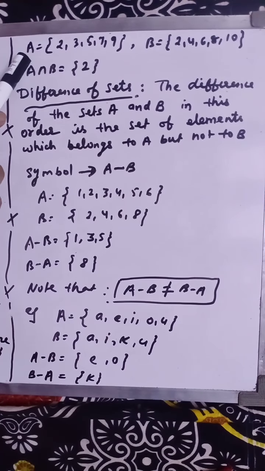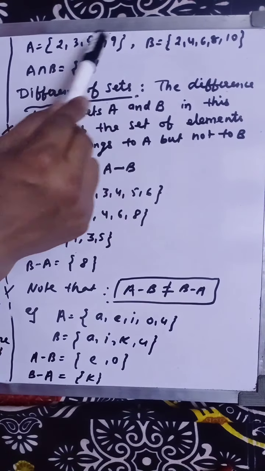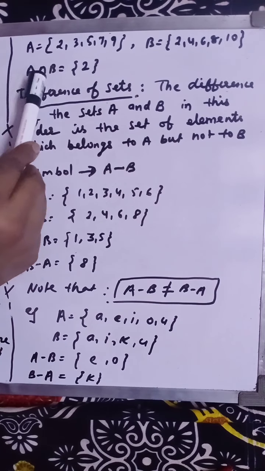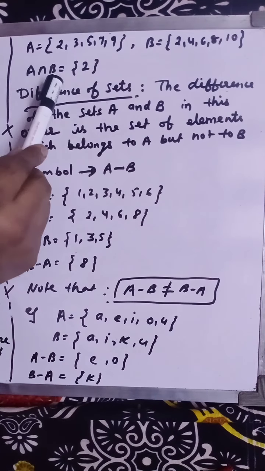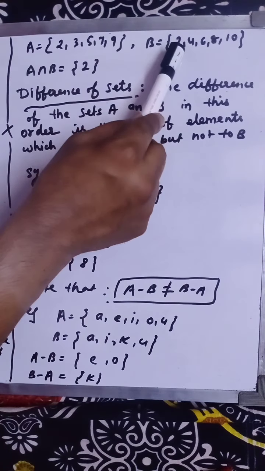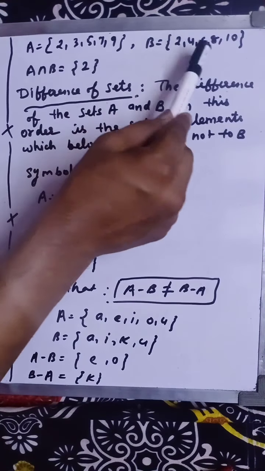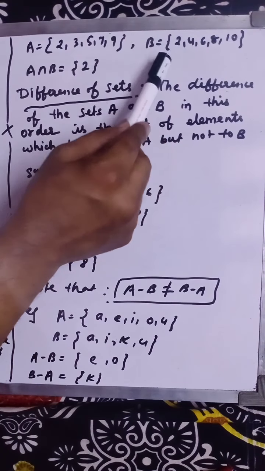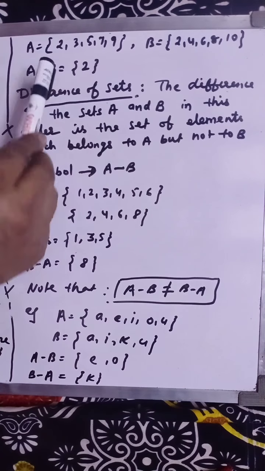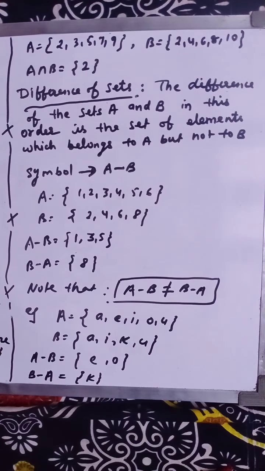Here we are taking another example to understand the intersection. Here A and B are the two sets, and we have to find A intersection B. So you have to check the common parts. 2 is common in both, as we can see, and no more elements are common. So 2 will be the answer. A intersection B will be 2.